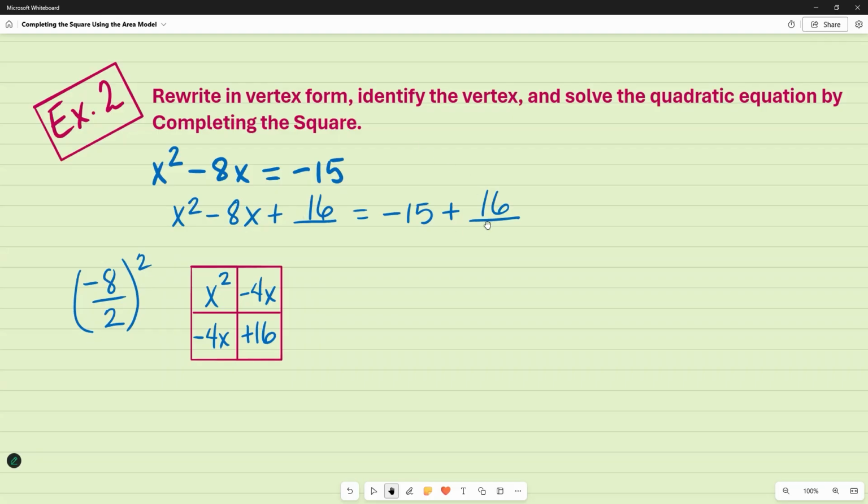Now I'm just going to simplify. This is a perfect square trinomial. When I factor it, it's going to give me a binomial square. And then on this side, I just simplify negative 15 plus 16.